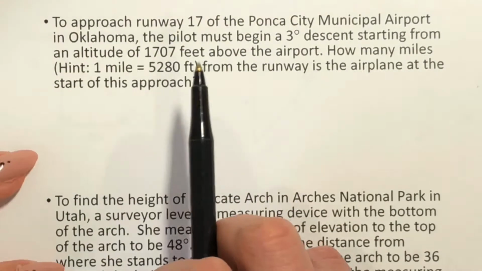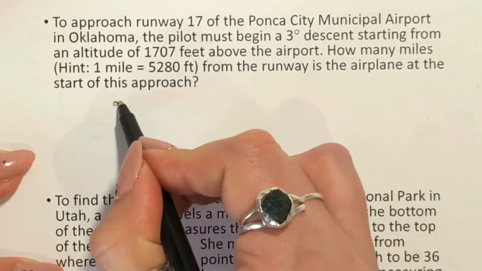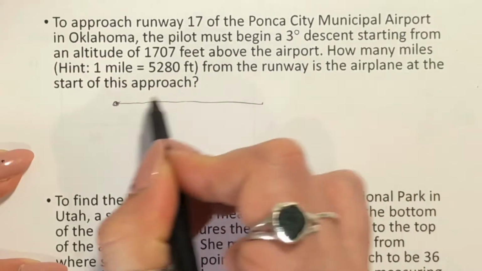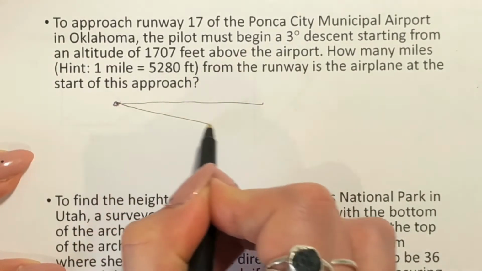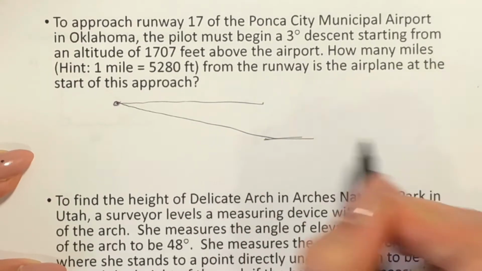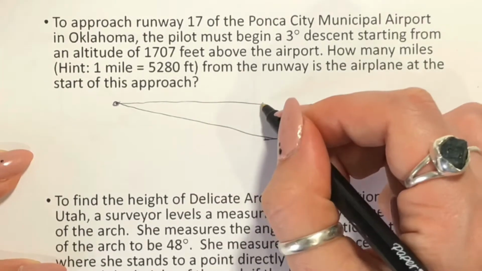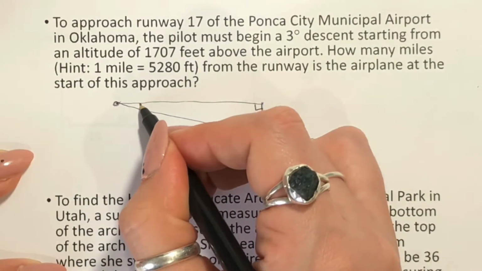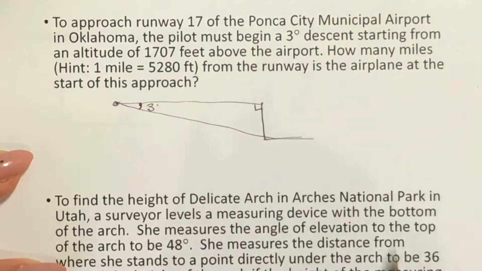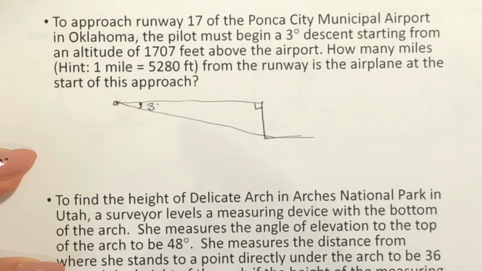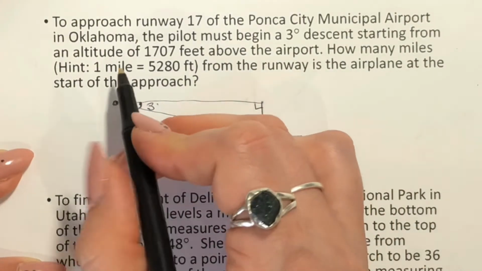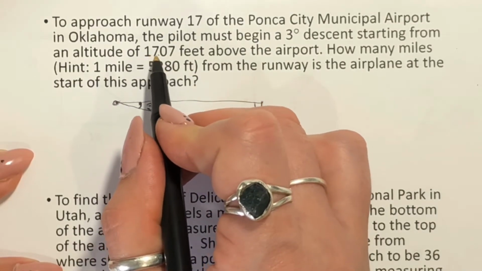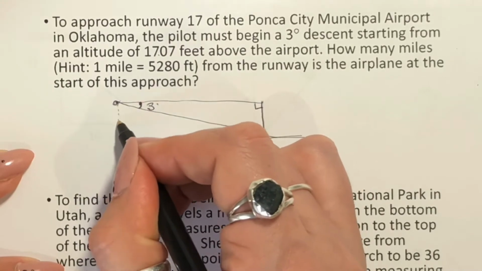So we have an airplane up in the sky, right? And usually all of these are going to be angles of depression problems because your airplane's going straight out, but then he needs to start descending. So we have our little runway right here he's trying to approach. So we make this little triangle with a really small angle. It's only 3 degrees for that angle of depression.